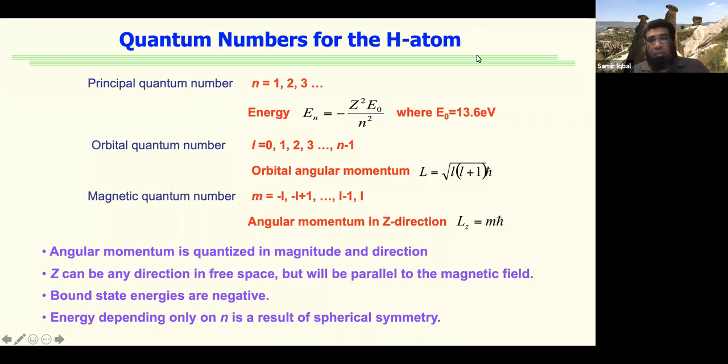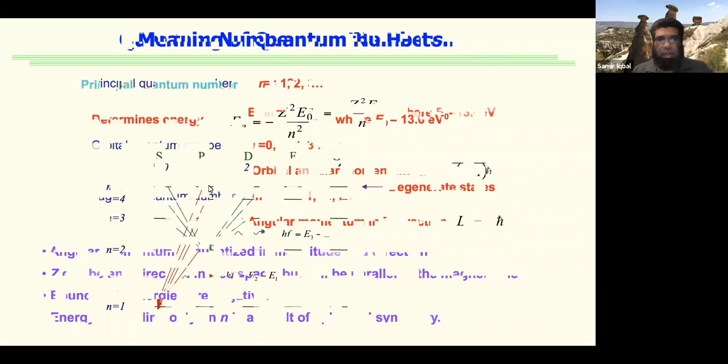Now, why does the energy depend only on n, the principal quantum number? Because there is a spherical symmetry. They are always in that symmetrical space somewhere, so they will always depend on n and cannot have any arbitrary value.